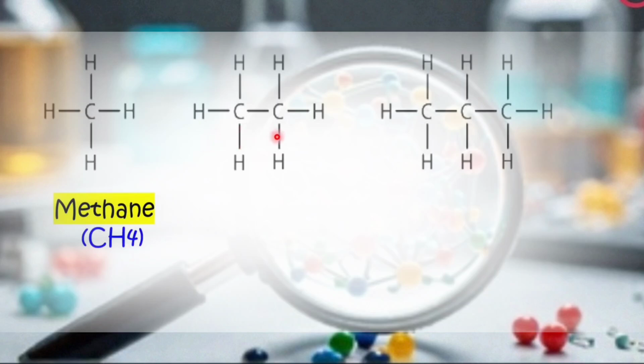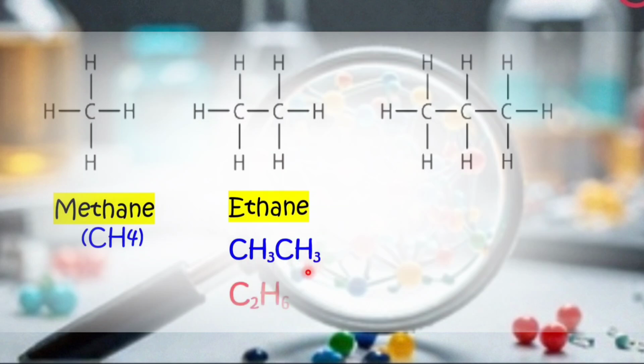In the second member, the 2 carbon atoms are connected by a single bond, and the rest of the valency of each carbon is satisfied by 3 hydrogen atoms. The name of this compound is ethane. And how will we write down its condensed formula? Like this: CH3 and CH3.